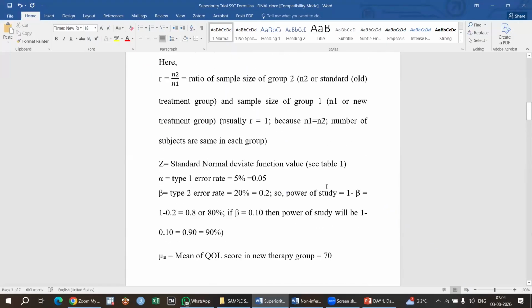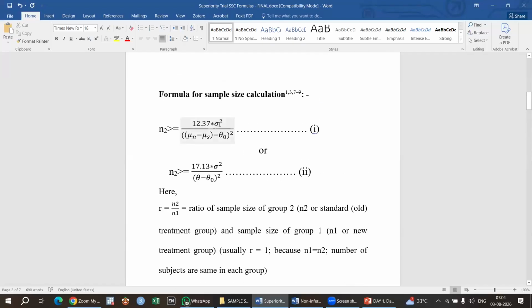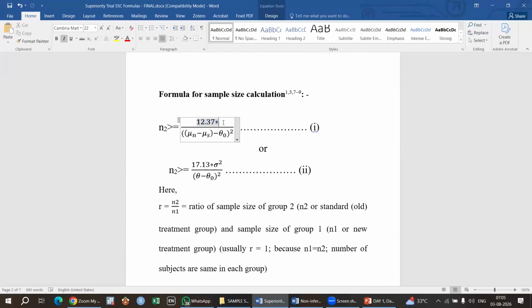So fill all these things into this formula. It is 15 squared. What is the value of 15 squared? 225. Very good. And please tell me mu1 minus mu2. What is mu1 minus mu2? We have been given 20. And what is theta 0? Theta 0 is the non-inferiority margin, this is 10. So 20 minus 10 is 10.